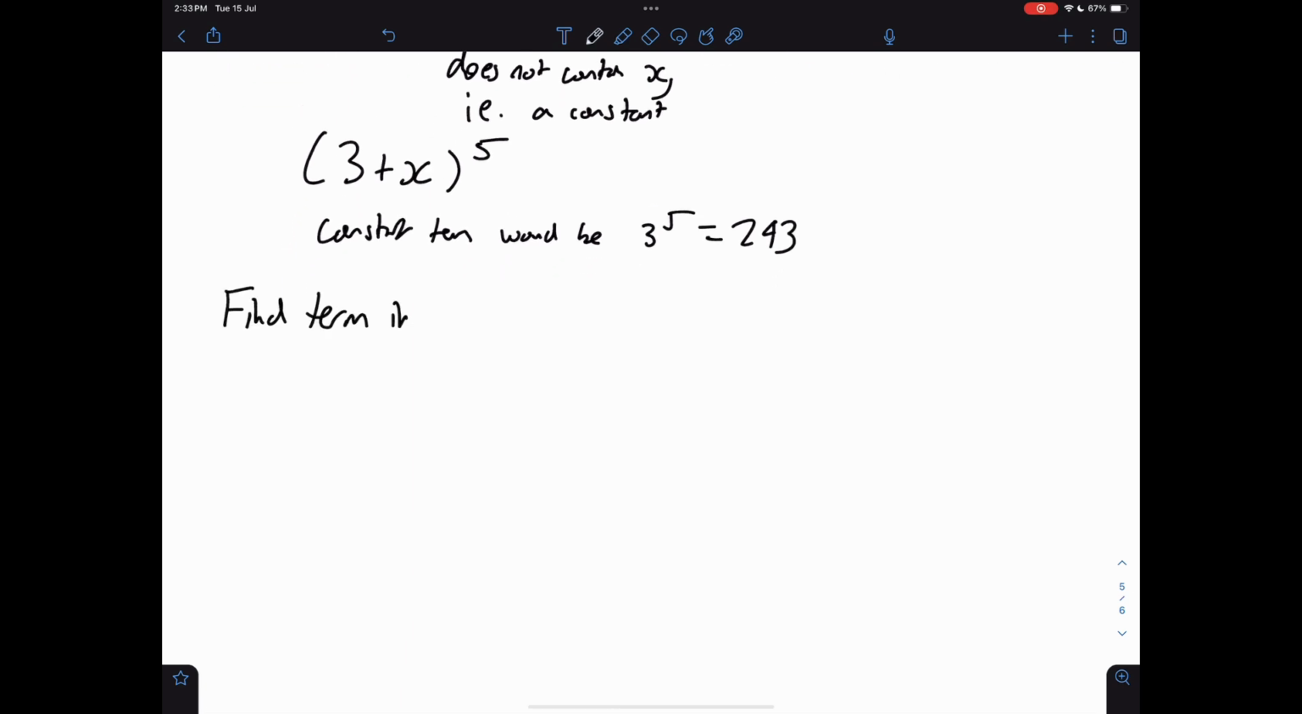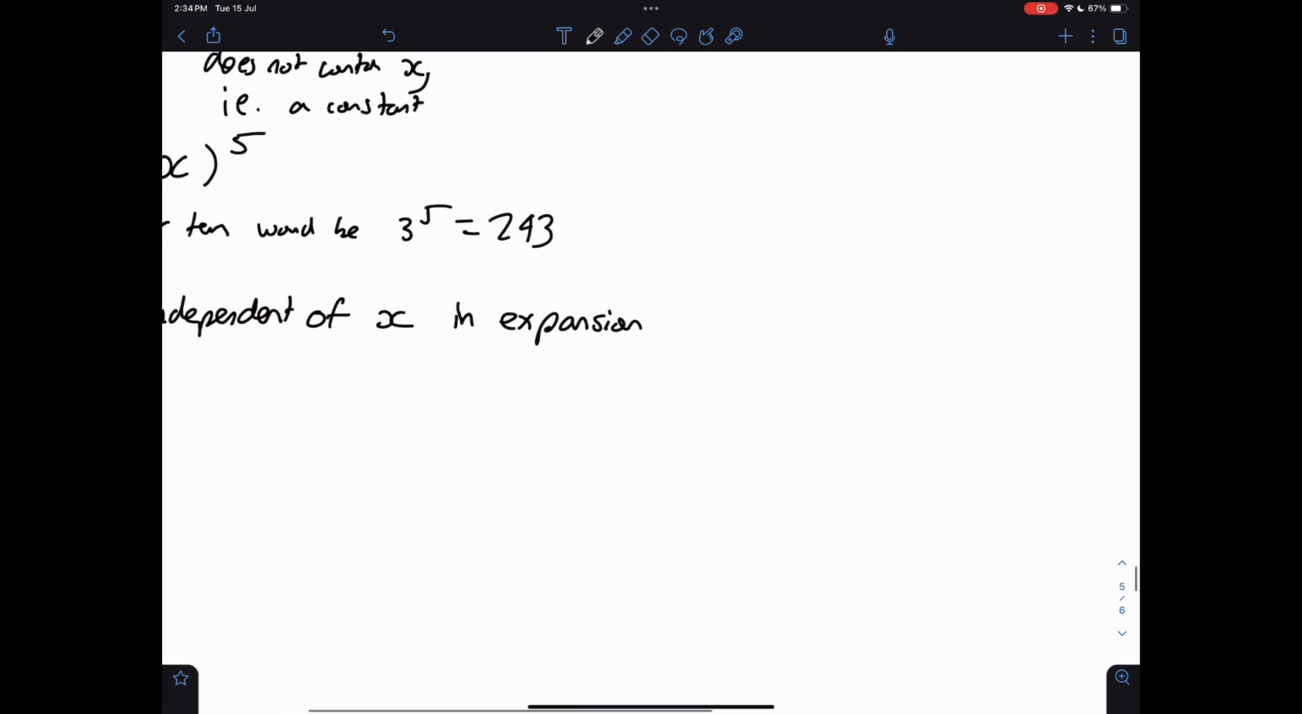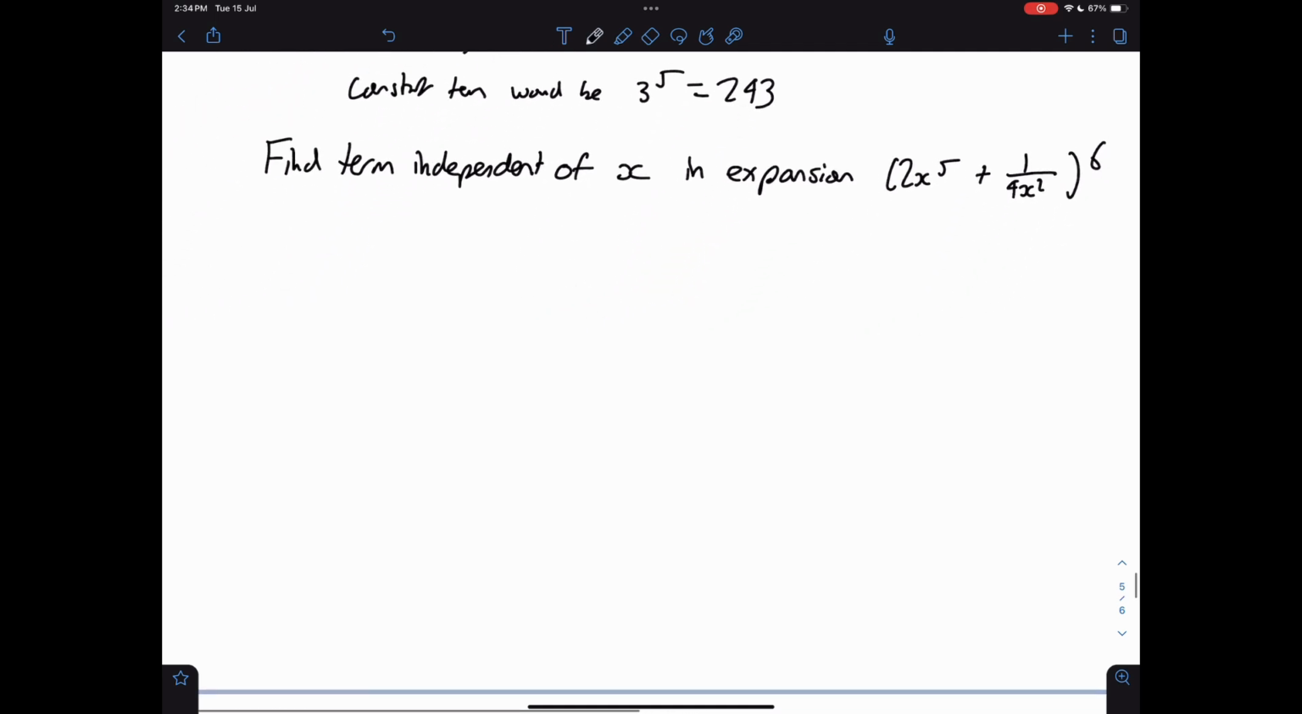It gets a bit more complicated if you had your A and your B both containing some x. So for example, the expansion of (2x^5 + 1/(4x^2))^6. You'd start off with your general term being n choose k multiplied by a to the power of n minus k times b to the power of k.